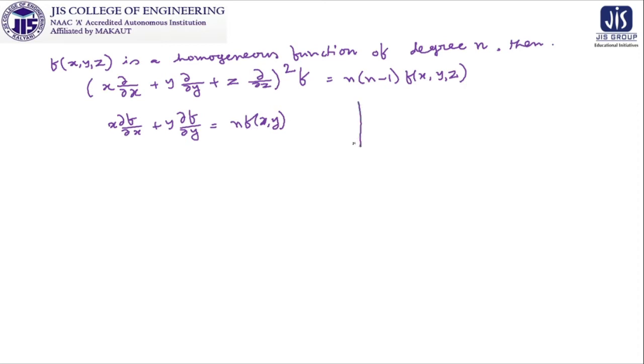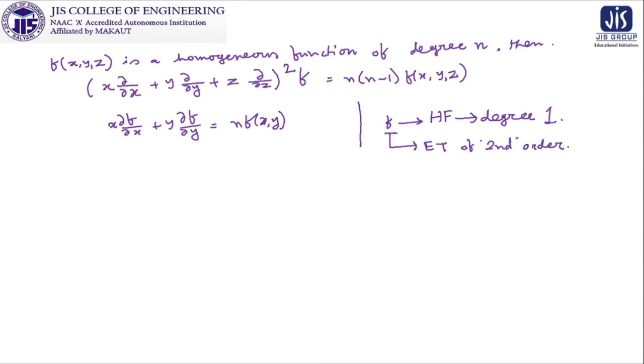My point to share here is that if you have a function of several variables which is a homogeneous function of degree 1, then what will be the status of that function if I want to apply Euler's theorem of second order?